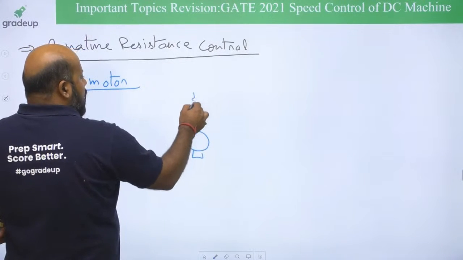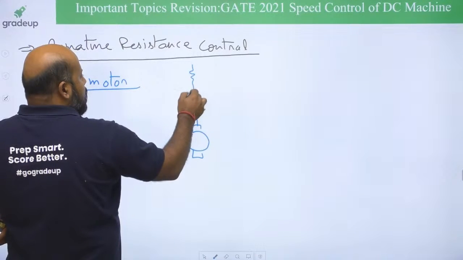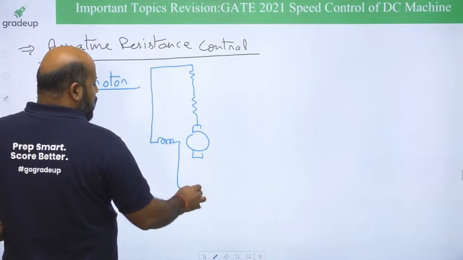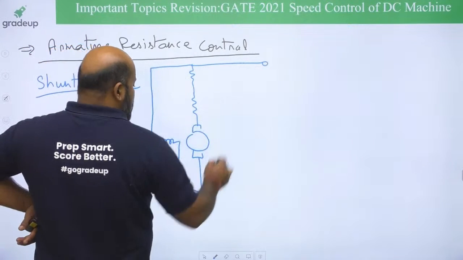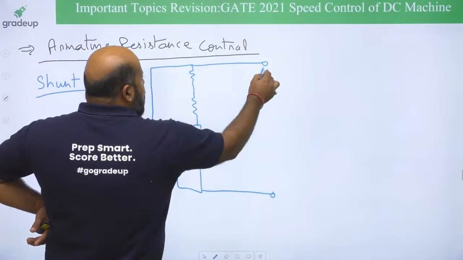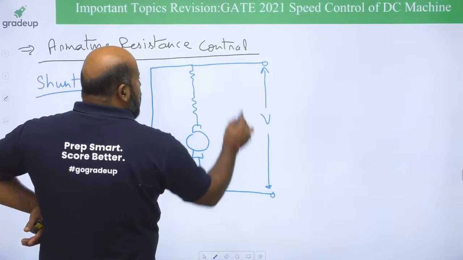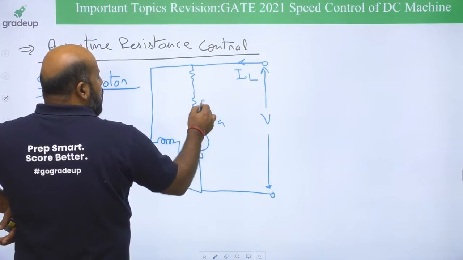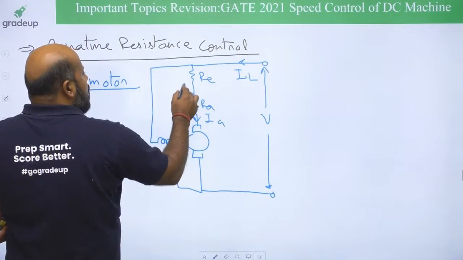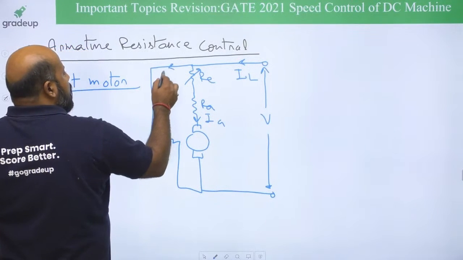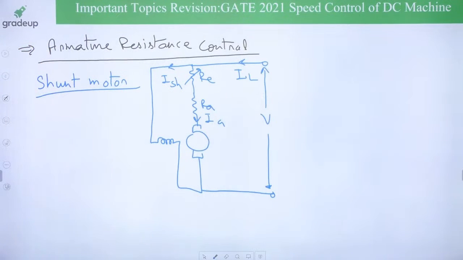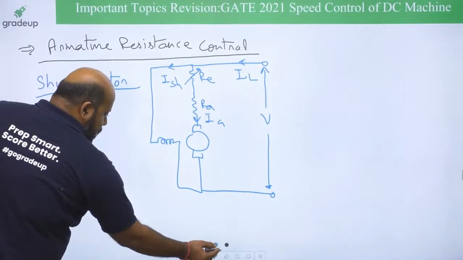This is going to be your armature resistance. This is the external resistance you are going to put. This is going to be your shunt field. This is going to be your terminal. This is your terminal voltage, line current, armature resistance, external resistance which you have put, and this is shunt field winding current. Now let us take the first case.